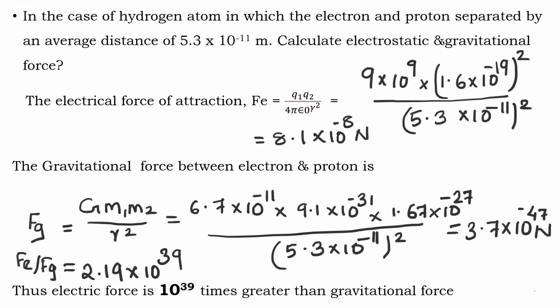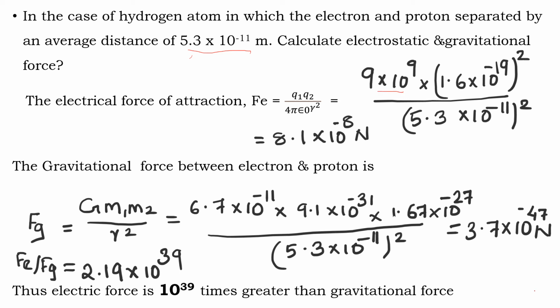Next is a problem to compare Coulomb's law of electrostatic force with the gravitational force. The question is, in the case of hydrogen atom, in which the electron and proton are separated by an average distance of 5.3 into 10⁻¹¹ meter, calculate the electrostatic and gravitational force. The electrostatic force of attraction Fe is equal to Q1 Q2 by r square into 1 by 4 pi epsilon 0. The value of 1 by 4 pi epsilon 0 is 9 into 10⁹.